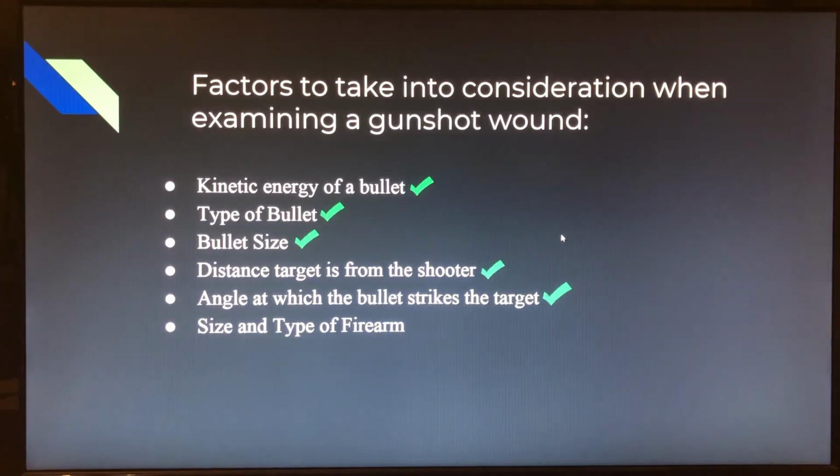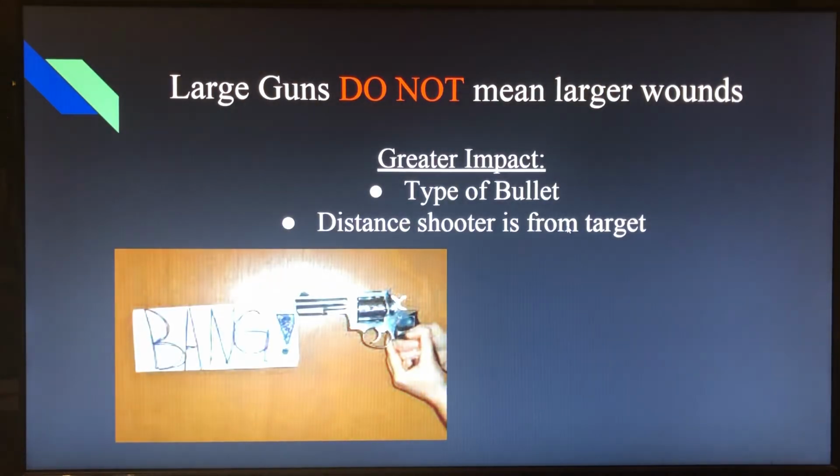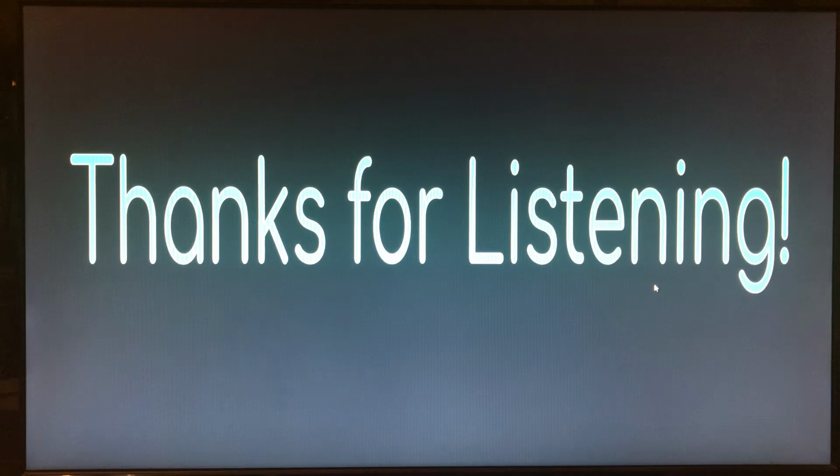So the last factor that I'll talk about are the size and type of firearms. I always believed that the larger the gun, the more damage caused, but I have since learned that this is not true at all. In fact, I believe that the type of bullet and the distance the shooter is from the target have the most impact on gunshot wounds and damage to the body. So in conclusion, there are so many factors that go into creating a gunshot wound that no two gunshot wounds are the same.